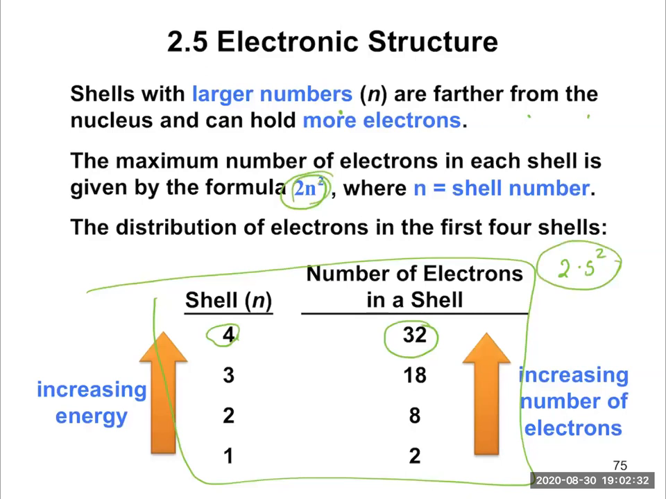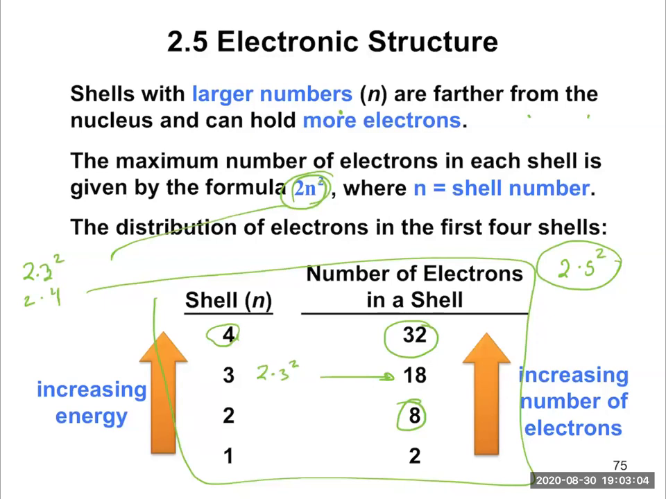So notice here, if we do n equals 2, using this equation, it will be 2 times 2 squared. So 4 times 2 is 8. That's how we got 8. Notice if n equals 3, it will be 2 times 3 squared. 3 squared is 9. 9 times 2 is 18. That's how they get those numbers. So each shell can only hold a certain amount of electrons.